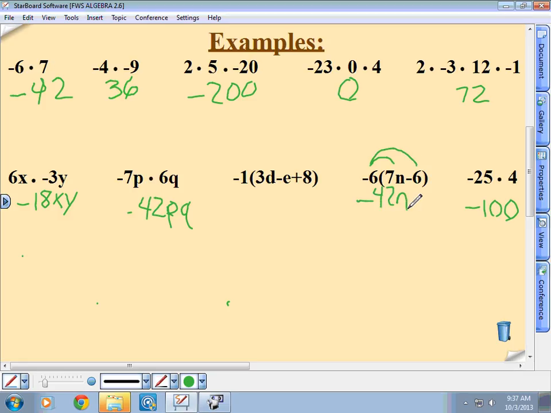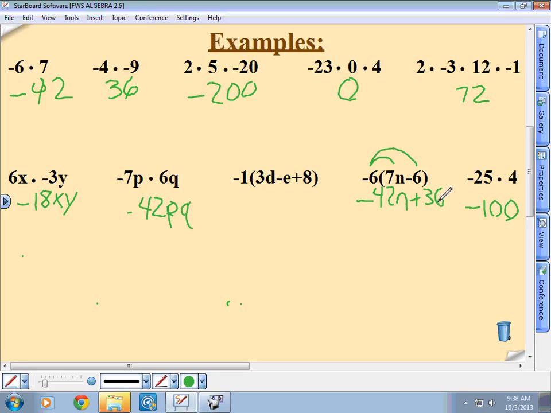And what is negative 6 times negative 6? What's 6 times 6? 36. Is it a positive or negative? If I multiply two negatives, what does it give me? Positive 36. Good. Negative 42n plus 36.